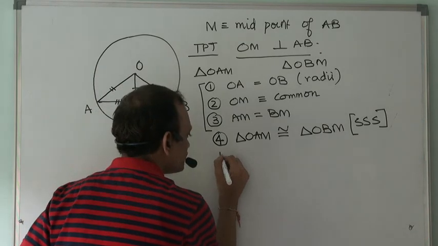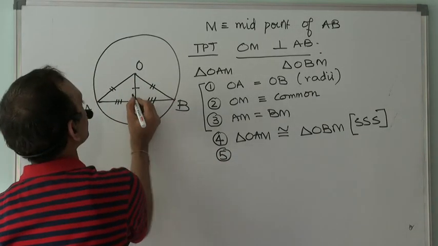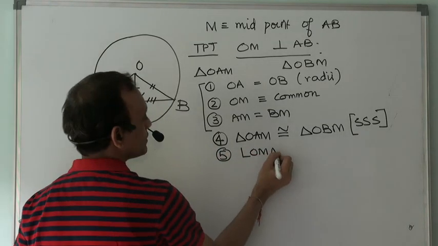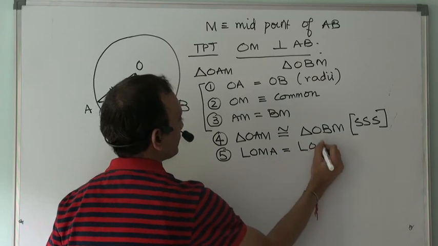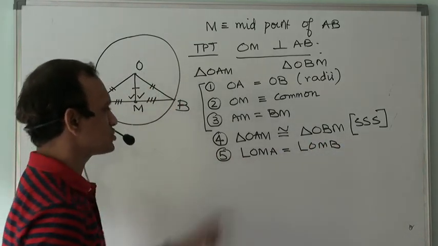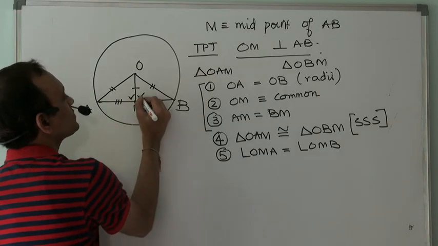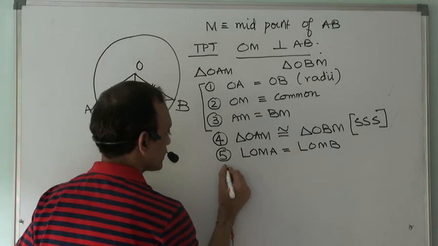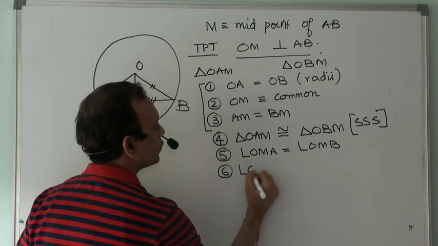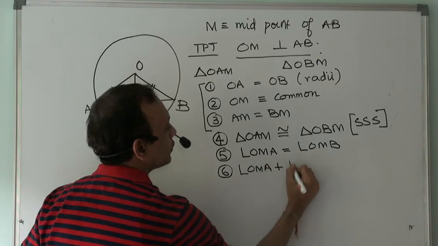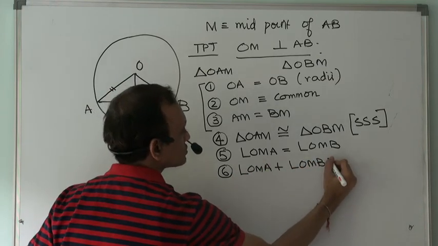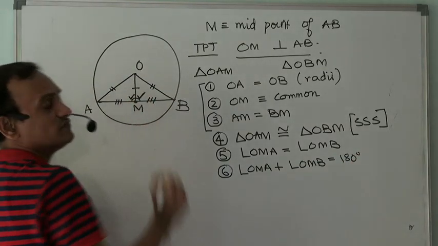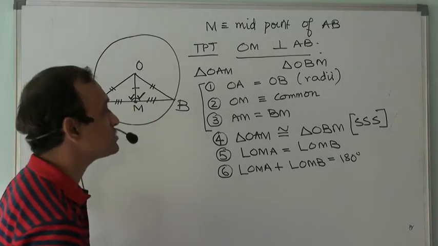Now, if this be the case, then the corresponding angles must be equal. Angle OMA must be equal to angle OMB, right? Because the two triangles are congruent, the corresponding angles must be equal. And then angle OMA plus angle OMB is how much? Obviously 180 degrees. See, this angle plus this angle will be 180 degrees, angle along a straight line.